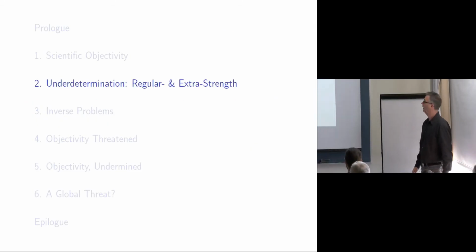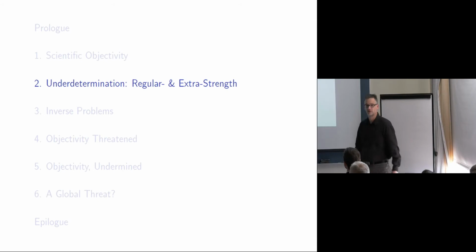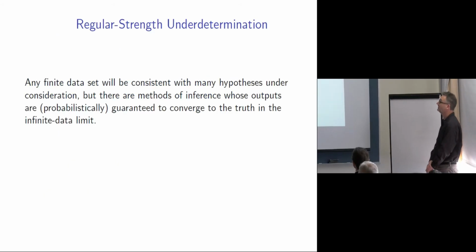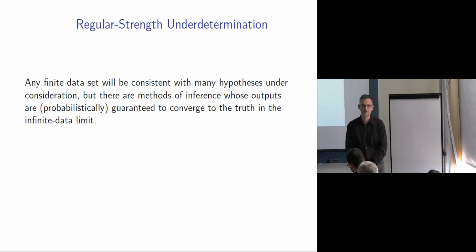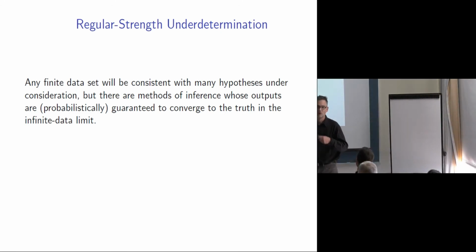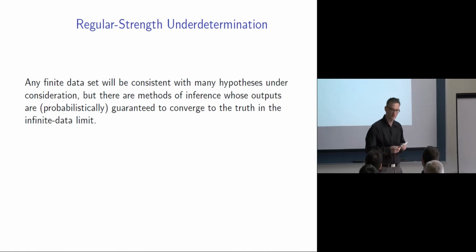So underdetermination, as I'm using it, comes in two strengths, regular and extra strength. Regular strength underdetermination is the phenomenon where any finite data set is consistent with many hypotheses under consideration, but there are methods of inference whose outputs are probabilistically guaranteed to converge to the truth in the infinite data limit. So think about the kind of classic curve-fitting problems that are discussed in 1950s era philosophy of science textbooks, the good ones.